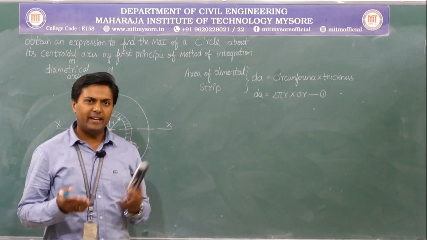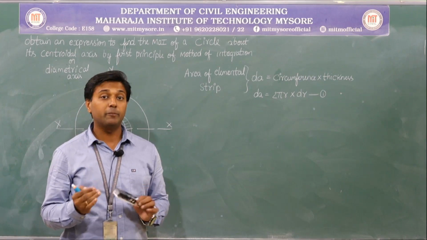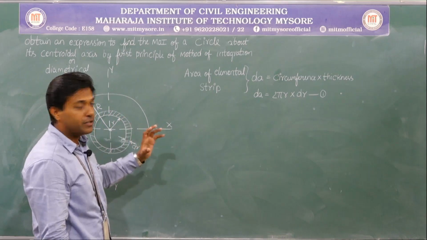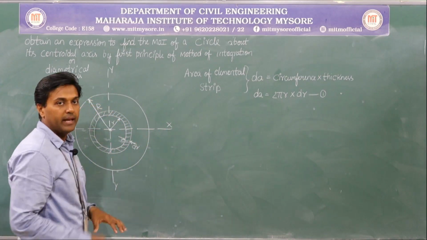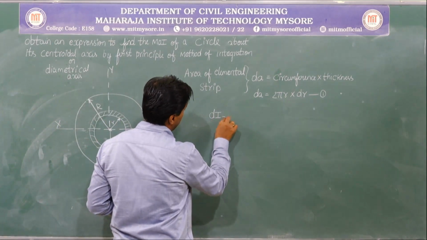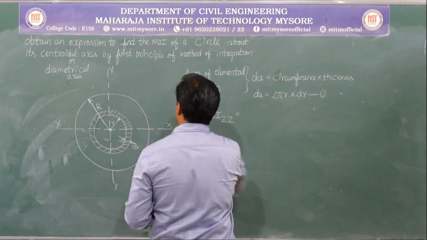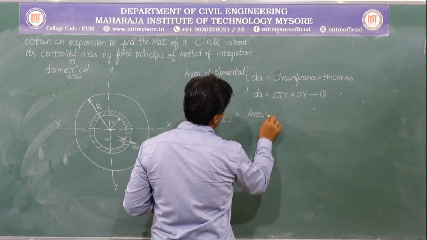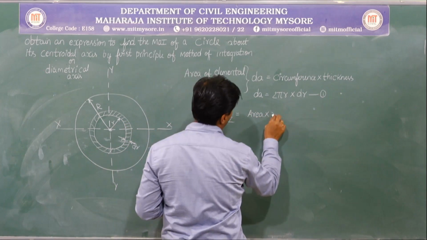Now, again I will be going with the same thing, that is the moment of inertia. I will be going with the polar moment of inertia. So, the polar moment of inertia of this elemental strip is given by dIzz is equal to area into, what is the area? For the time being, let it be as it is, area into distance square. What is the distance? r square.